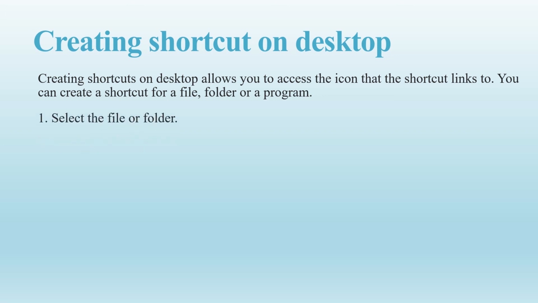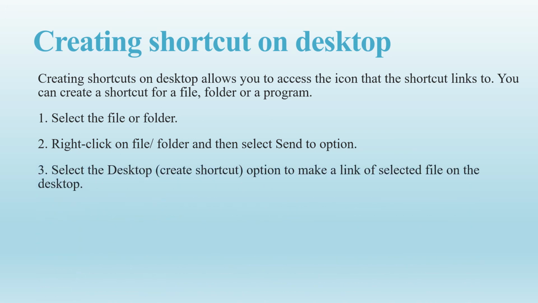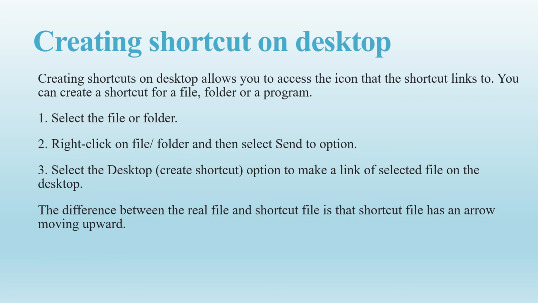What are the steps? Select the file or folder. Then right click on it and then select the send to option. Select the desktop, create shortcut option to make a link of the selected file on the desktop. And what is the difference between the real file and the shortcut file? You will find a small arrow pointing upward on the shortcut file.